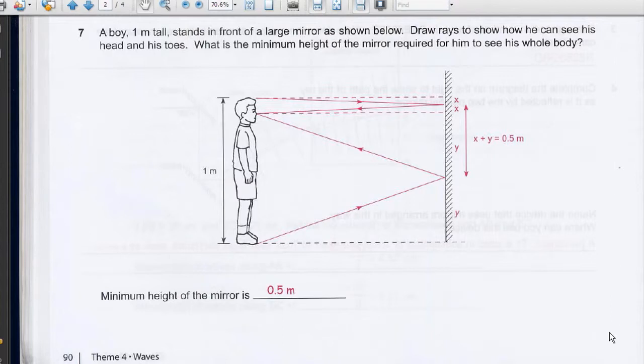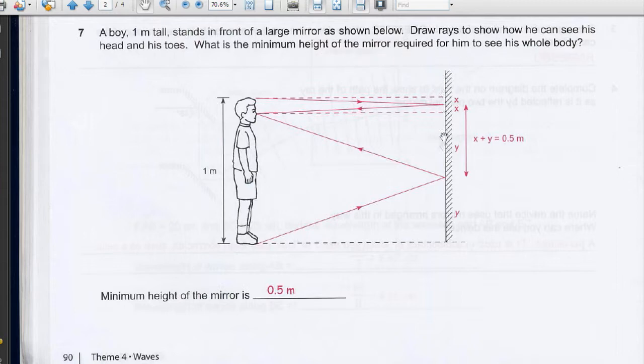Okay, this is question 7, and these are rather difficult questions, but don't worry, I'll bring you through and you'll see how it can be done. A boy 1 meter tall stands in front of a large mirror, which is over here, as shown below. Draw rays to show how he can see his head and his toe. So his toes are over here. The top of his head is over here. Eyes are over here. What is the minimum height of the mirror required for him to see his whole body?